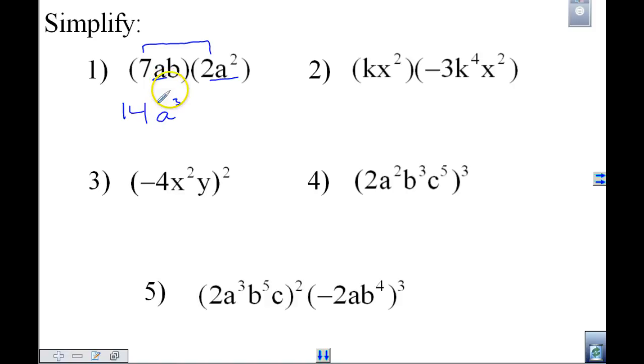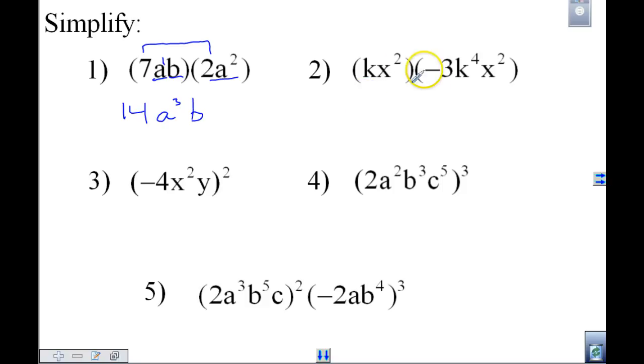So if you're using the exponent rule, you might say, well, how do you get 3 if there's just a 2 and there's no number here? So any variable without an exponent is automatically a 1. And just think of counting. If you have 1 a here and there's 2 here, you have 3 altogether. And then, of course, the b is by itself.